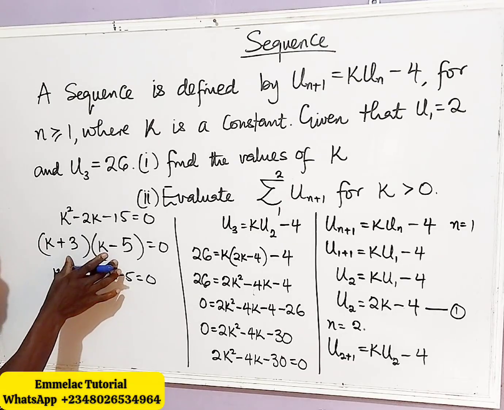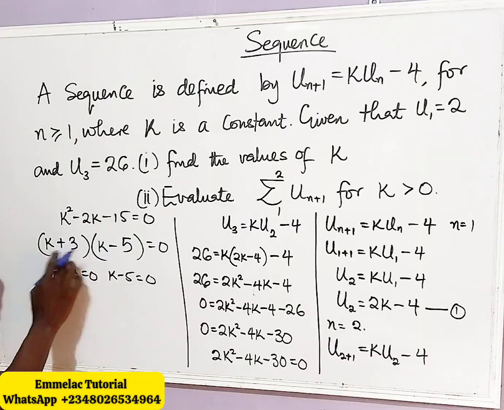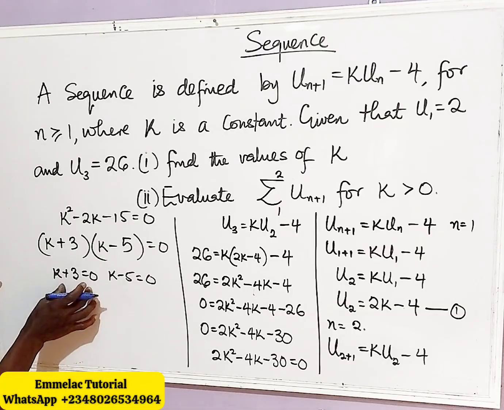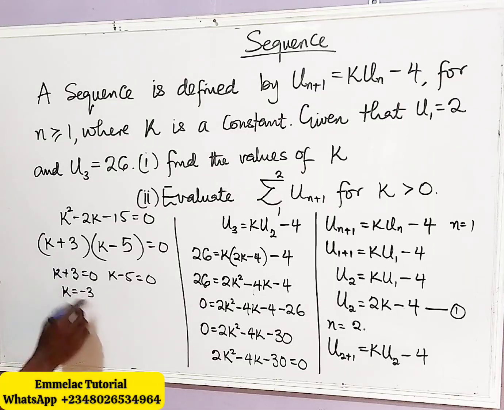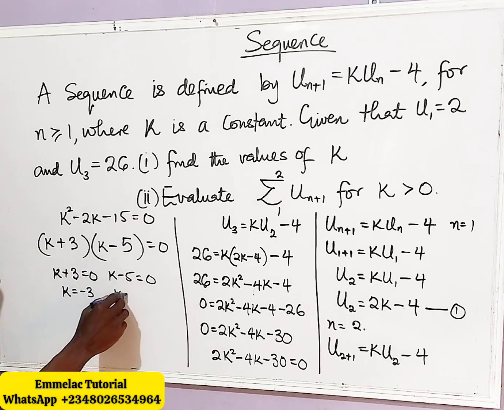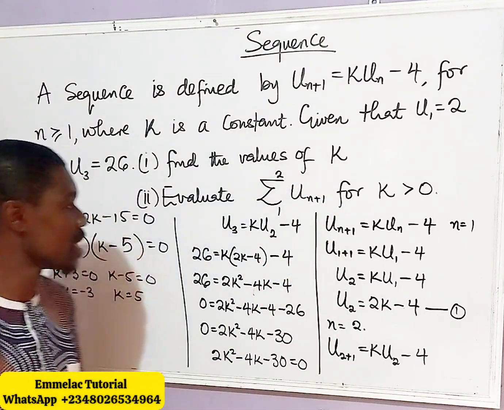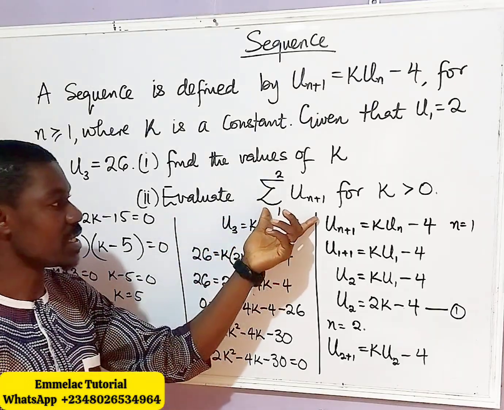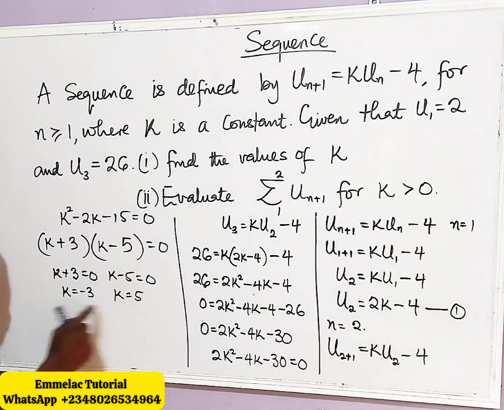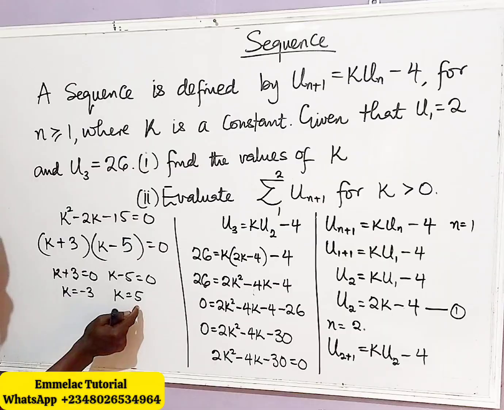Now since these two terms, when multiplied, give us 0, either both are 0 or one of them is 0. So when we add plus 3 to this particular one here, we have that k equals what? Negative 3. And when we add plus 5 to both sides of the equation here, we have that k equals what? 5. Okay, so we've gotten the values of k. We are now told to evaluate this for k greater than 0. Now if you look at this, which of these is k greater than 0? You can see that it is this.